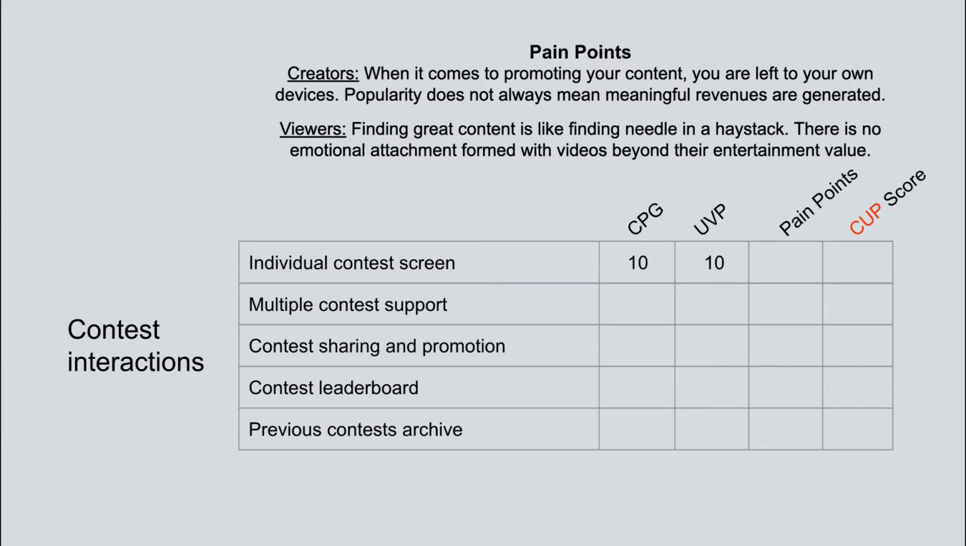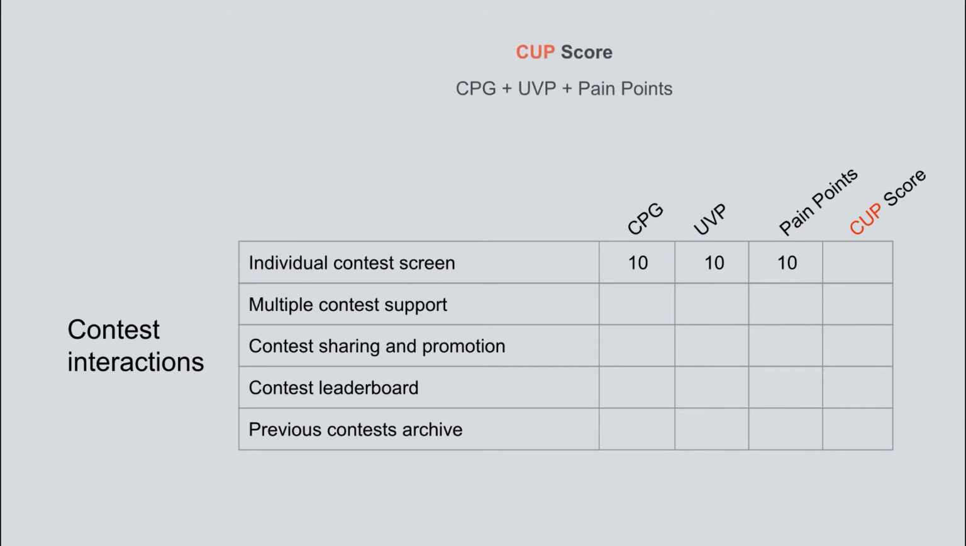And as far as viewers go, the ranking system that comes with the contest, like the most popular video, the second most popular video, and so on, should address the problem of finding a needle in a haystack, finding the most entertaining, most popular videos. And since you have a horse in the race, like you want video number 3 to win the contest, now you have more than just entertainment value. You have an emotional attachment formed with the video. So for pain points, we're also going to give it a 10. And when you add those up, the cup score becomes 30.